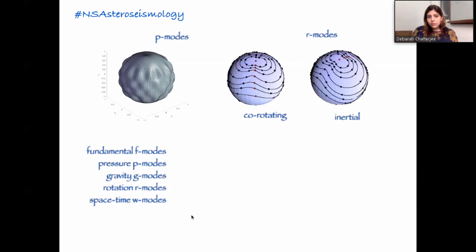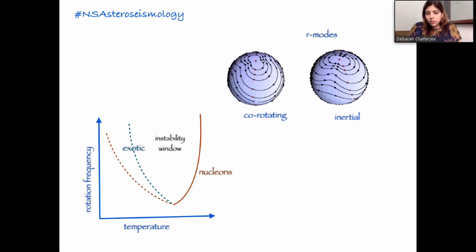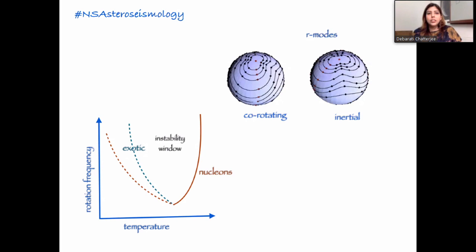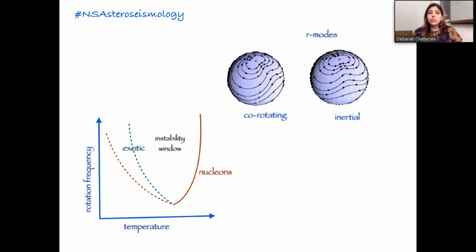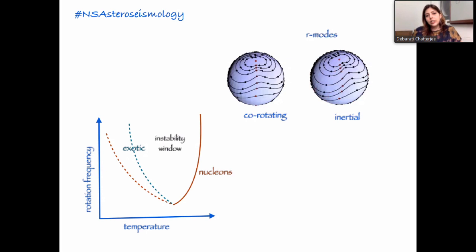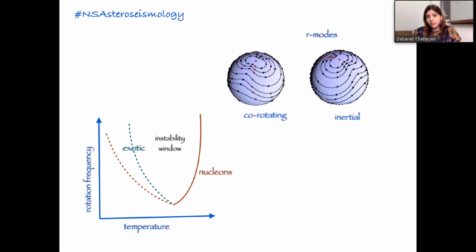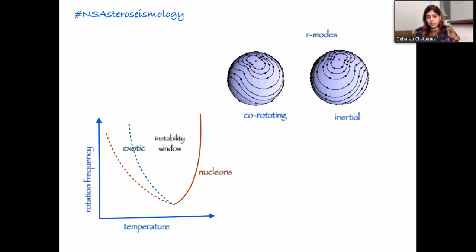So let's look at R modes. Why are we talking about these modes? The thing is that these modes can help us directly probe the interior of neutron stars, and the frequency or the time of these mode oscillations, once detected in gravitational waves, would give us information about the composition of the neutron star interior. So let's take as an example the rotational R modes.